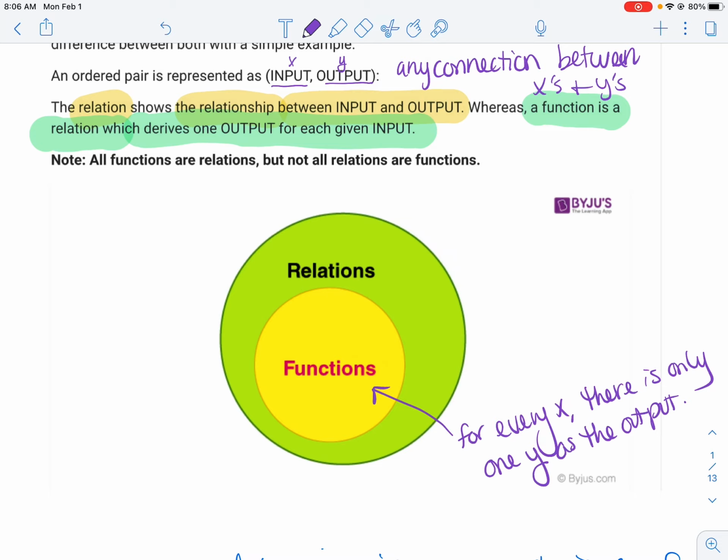So relations and functions, closely related. Functions is just a more specific name or more specific set of equations, graphs, tables, anything relating x's and y's. And for every input, there is only one output. Okay, so for everything you put into that function, there's only one possibility for getting an output.